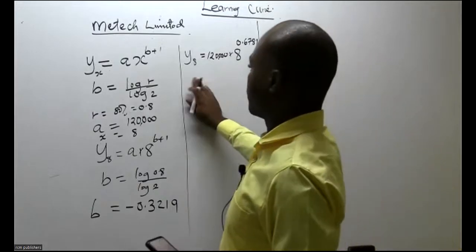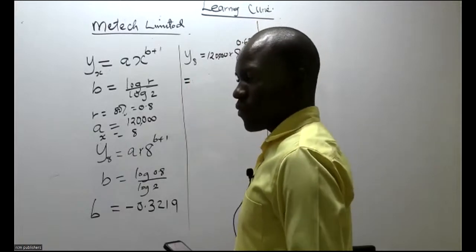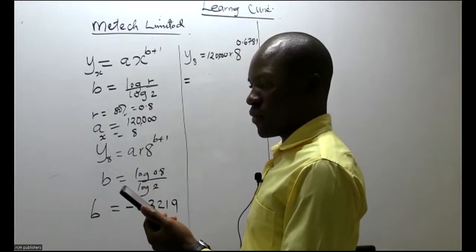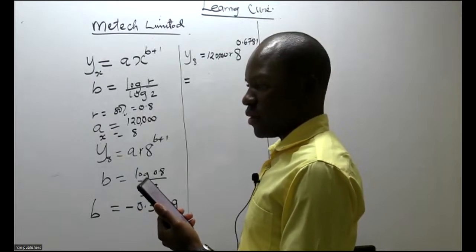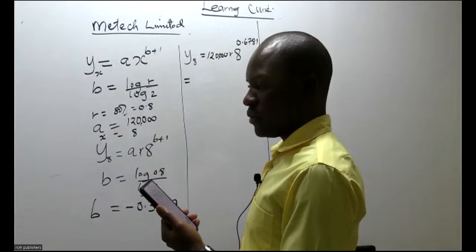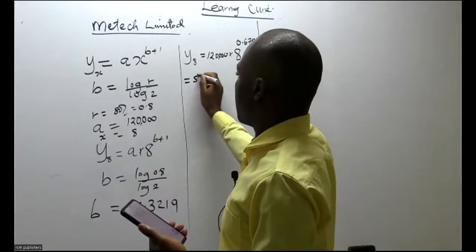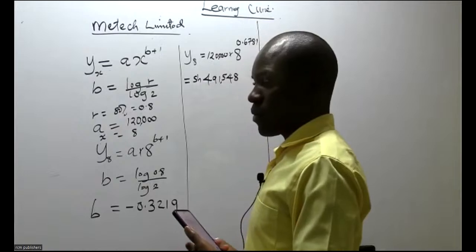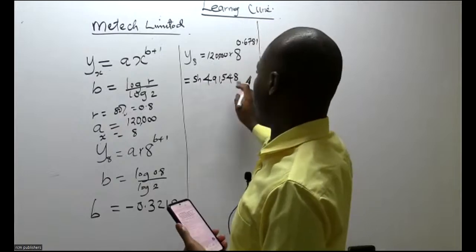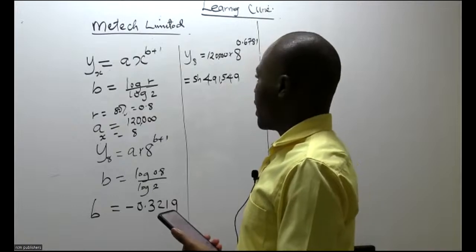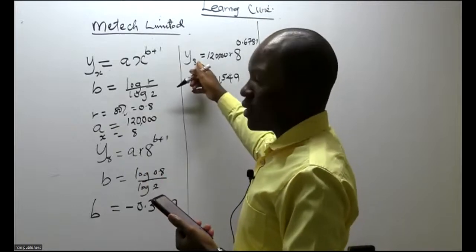What will we have? Are we getting something? 491,548. Okay, I'm told it is 491,548. How about the rest? Are you getting the same? 548, 549 if you round off. 549. So that is the total labor cost of producing the first 8 batches.